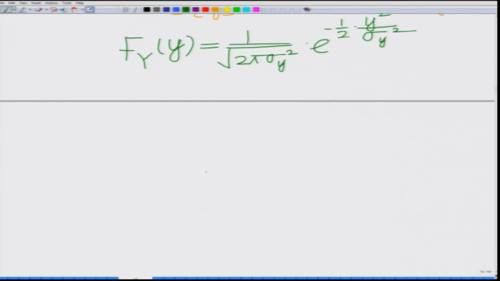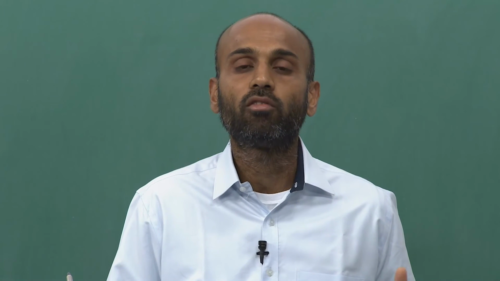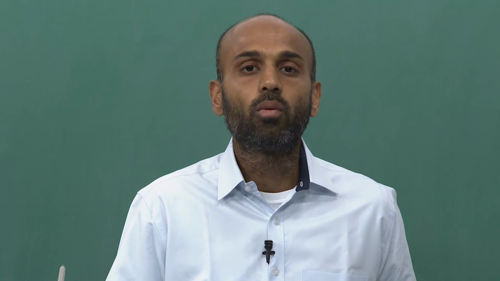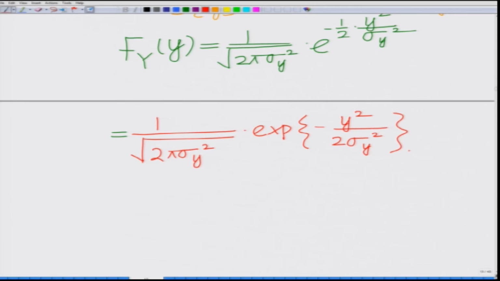I can also just write this e as exp. I can also write this as 1 over square root of 2 pi sigma y square times exp of minus y square divided by 2 sigma y square, where e raised to x is basically exp of x. So, the marginal probability density function of this Gaussian random variable y with mean 0 and variance sigma y square is 1 over square root of 2 pi sigma y square times exp of minus y square divided by 2 sigma y square. So, that is the easy part.